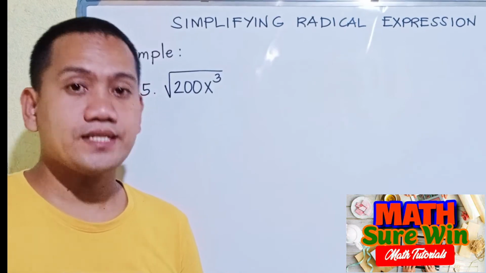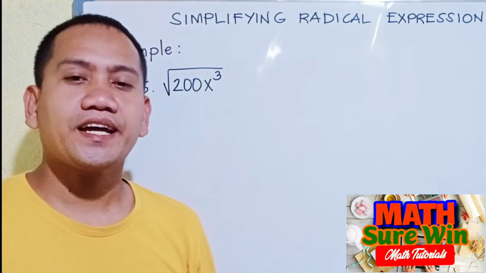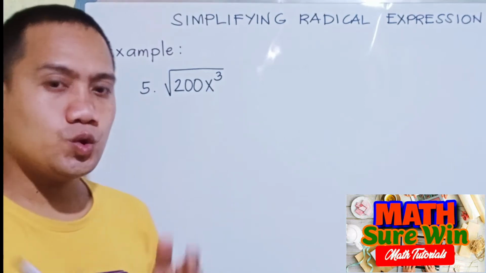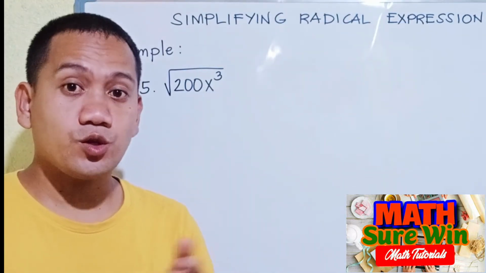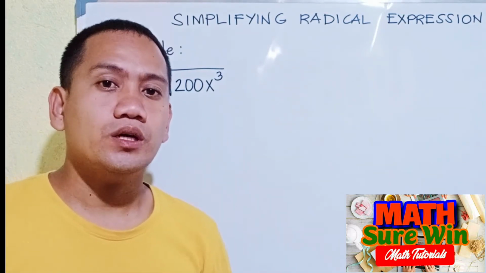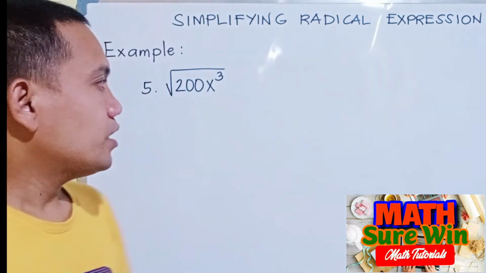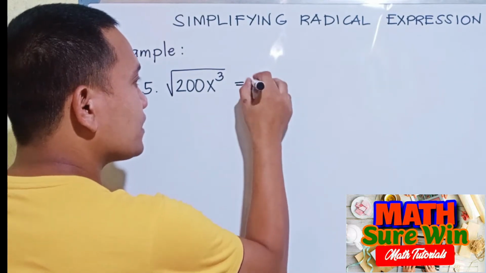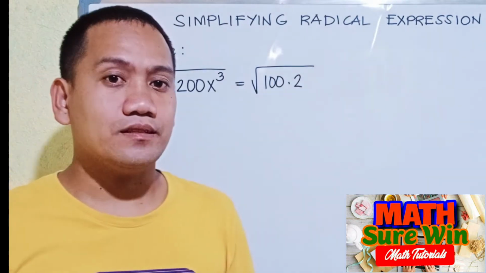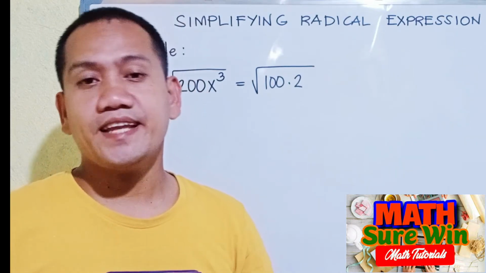Let's simplify the fifth example. We have square root of 200x cubed. This is again applying the second law of our radical, which is the product rule. From this expression, 200 is not a perfect square, same is true with x to the third power. But 200 and x cubed may have factors where one is a perfect square and the other is a non-perfect square. So in this case, 200 may have a possible factor of 100 times 2. Why did I choose 100? In this case, 100 is a perfect square and 2 is a non-perfect square.